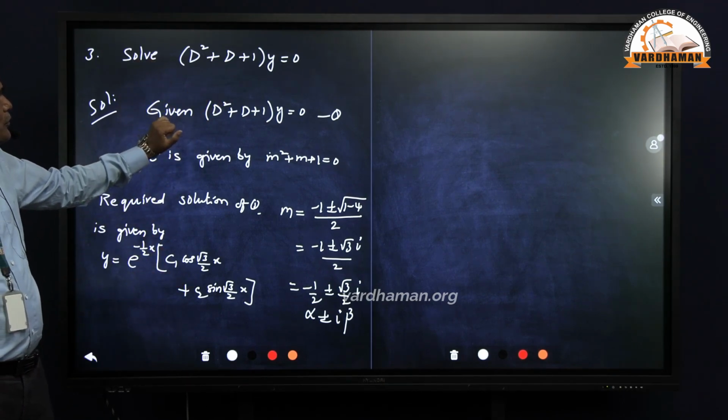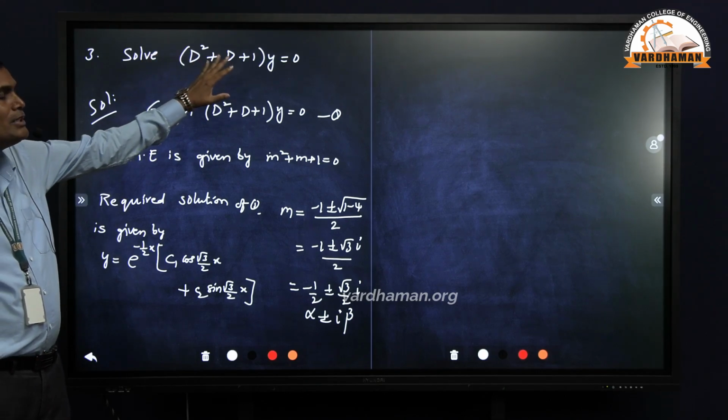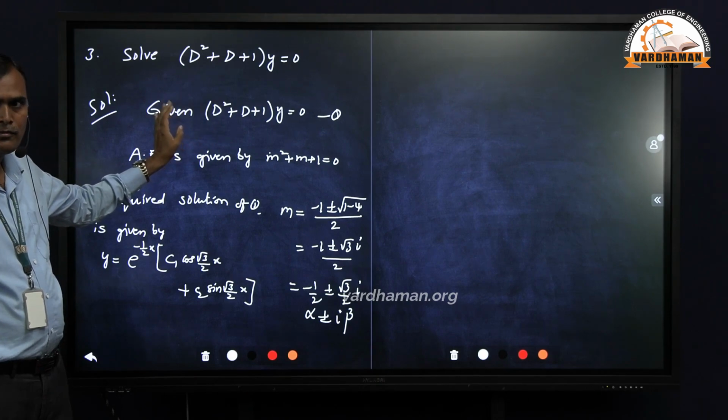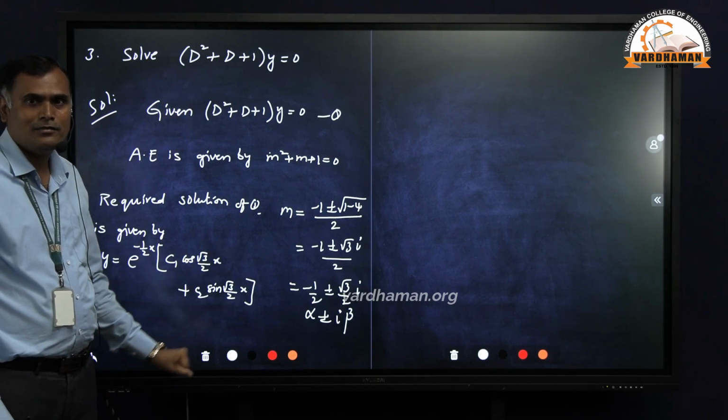Okay, now this is the way to find the solution of a homogeneous linear DE with constant coefficients when roots are complex. With this, I'll close this one.